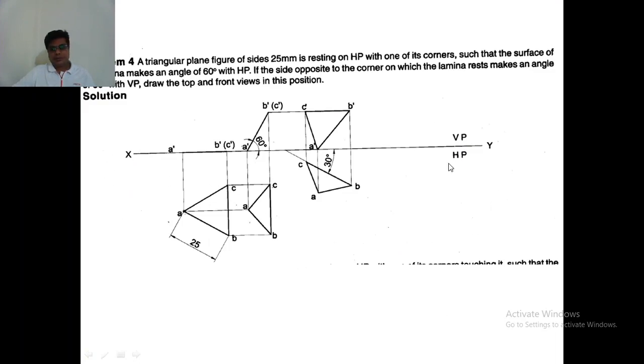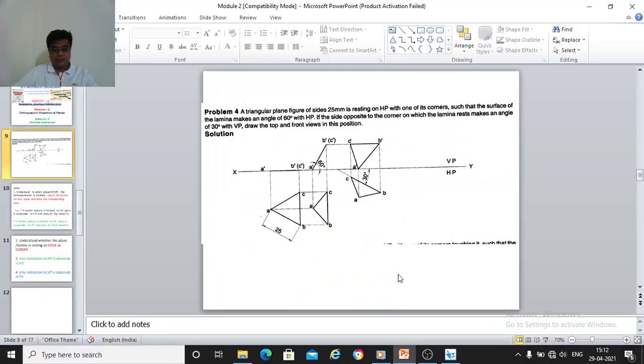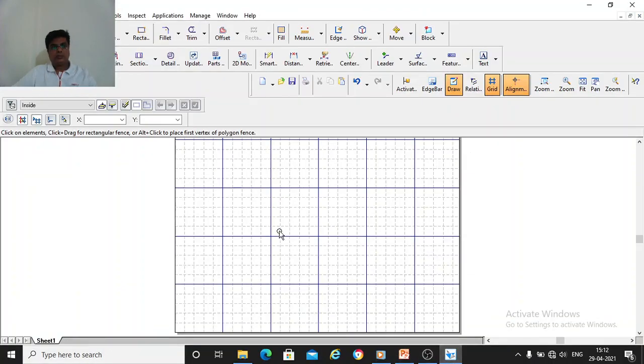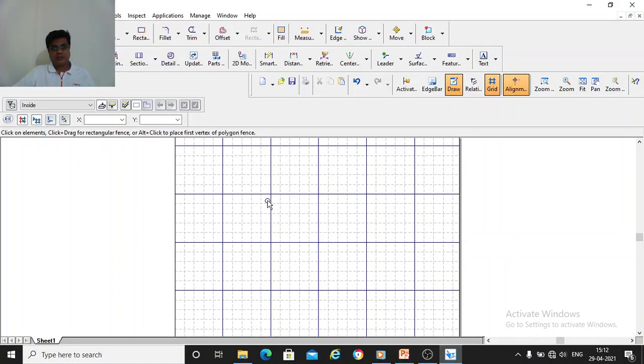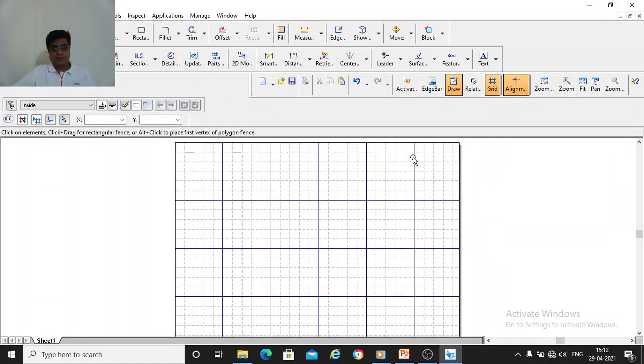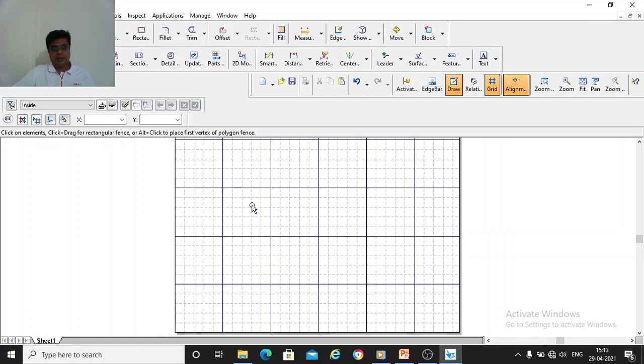As I told you in the previous class, you will be having the drawing sheet like this. This drawing sheet will be of A4 size, and either in the drawing sheet or in the sketchbook you will be having the markings, vertical and horizontal lines with a 10 mm gap. So on this drawing sheet you should draw the solution to this problem.